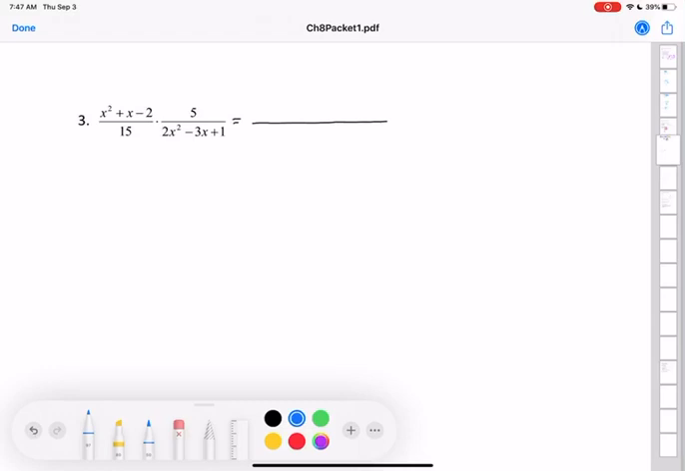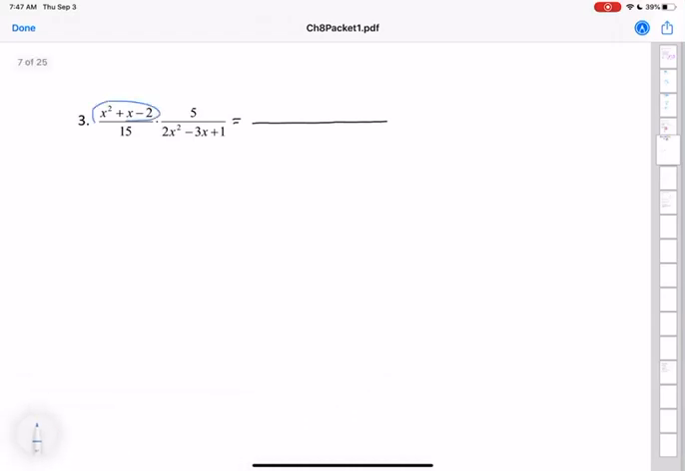So my leading coefficient in this first group is 1. Means I can jump to the shortcut. Two numbers that multiply to negative 2 but add to 1 are a positive 2 and a negative 1. I can't do anything with that 5 quite yet, so I'll just write them in. I also can't do anything with that 15, so I'm just going to write that in.